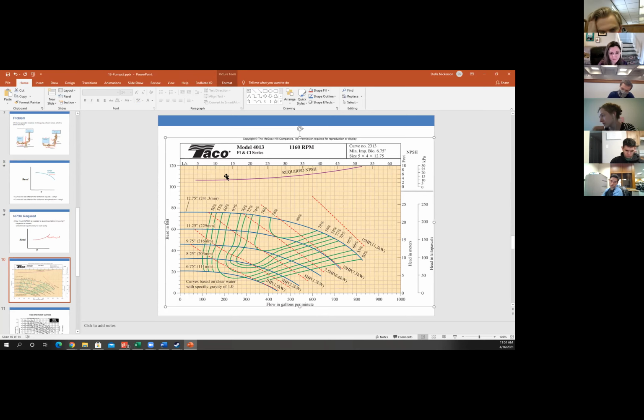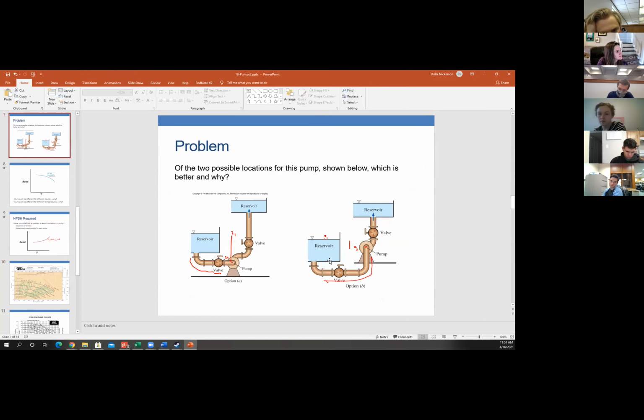All right. So that is cavitation. That is net positive suction head. Okay.